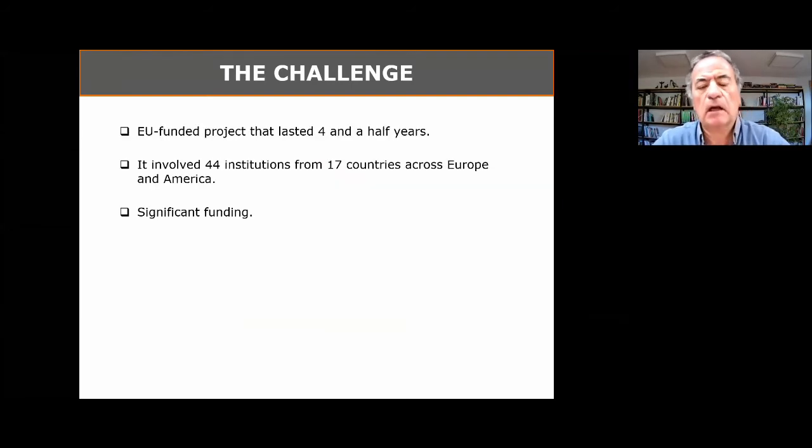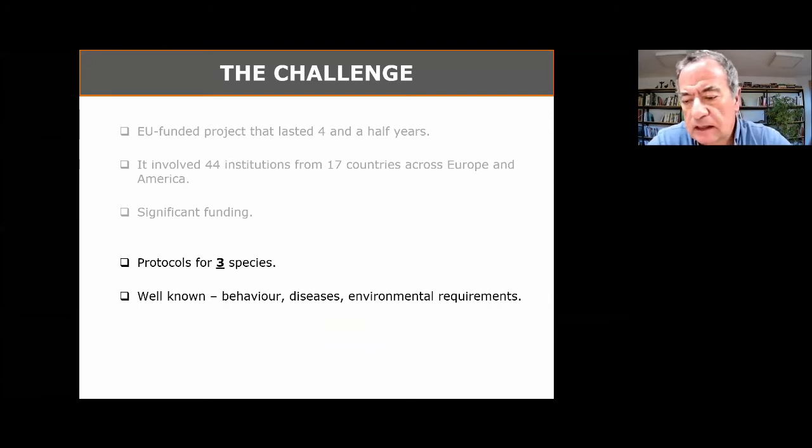And why is that? Well, these Welfare Quality protocols were developed within a project that lasted more than 4 years. It involved 44 scientific institutions from 17 countries across Europe and America. And the Welfare Quality project had significant funding. And yet, the project focused on 3 species: domestic cattle, domestic pigs, and domestic chickens, which happen to be very well known in terms of behavior, diseases, and environmental requirements. So think about it: 4 years, 44 institutions, significant funding, and we got 3 protocols for 3 well-known species.